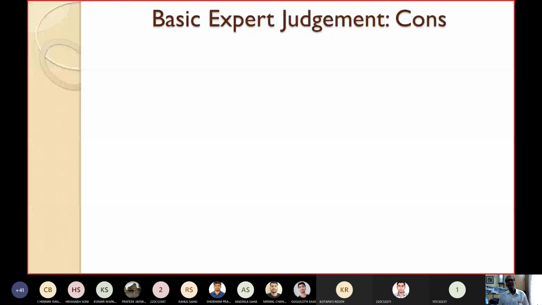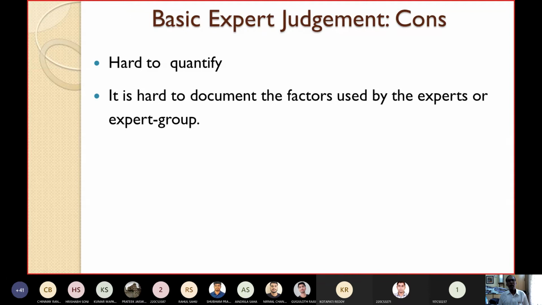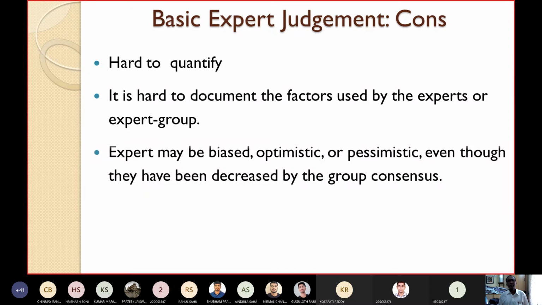Now let's see a little bit more about the drawbacks of the basic expert judgment technique. It is very hard to quantify. The estimation is very hard to quantify. It is hard to document the factors used by the experts or the expert groups. How the different experts reached this decision, how they estimated, what factors they considered, because it will vary from person to person. It is very hard to document the factors based on which the different experts or expert groups reached this estimation.